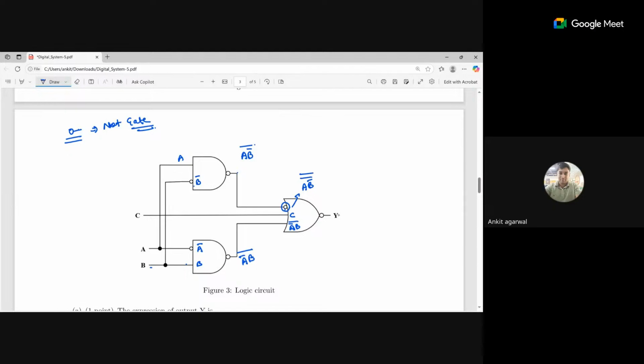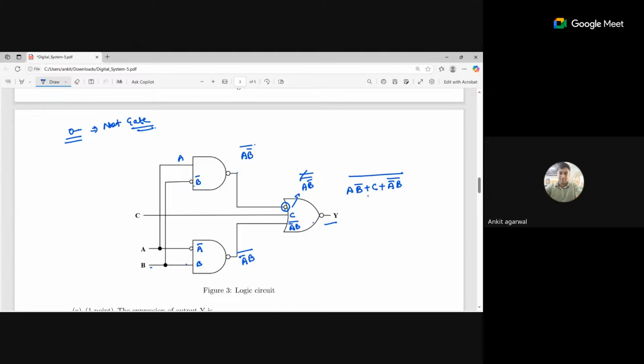Okay, and there is the output. So it is A B bar. Both complements will be cancelled out. This is the NOR gate. So plus C plus A bar B bar and complete whole bar because of the NOR gate. Now simplify it.